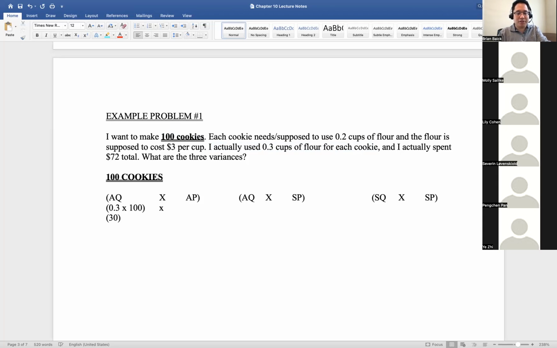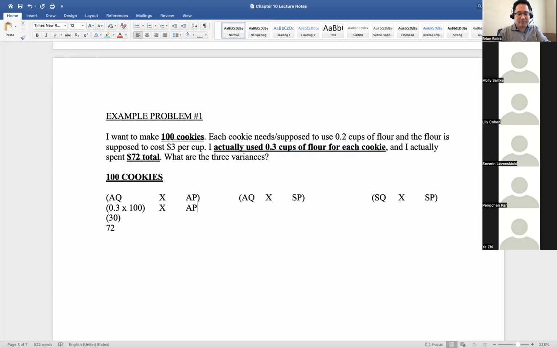Did they tell you how much you actually paid for the flour? I hope so. Oh, it says I actually spent $72 total. See, $72 total. I don't think that's how much you paid for each cup of flour. I think that must be the total, right? So that must be 72, right?